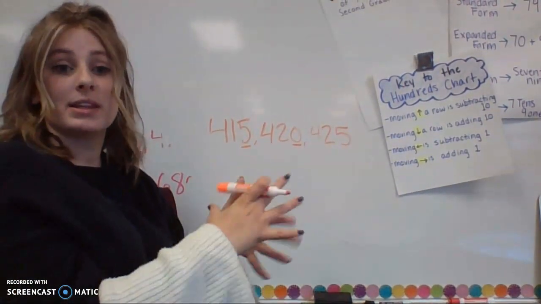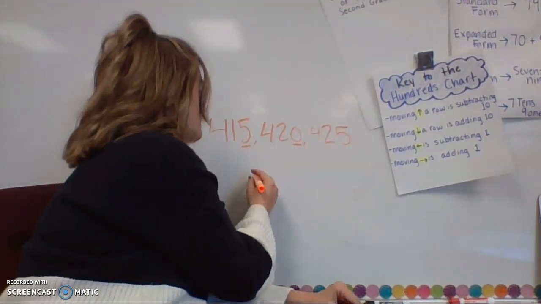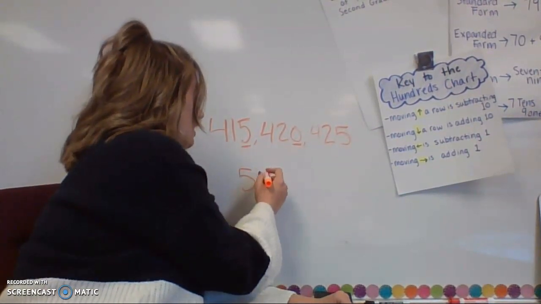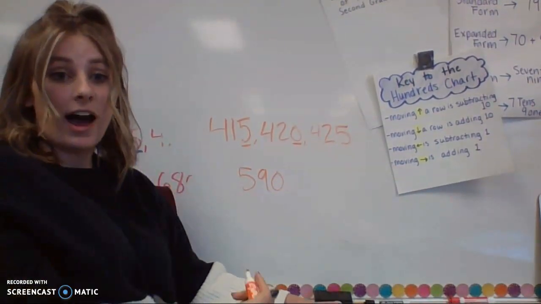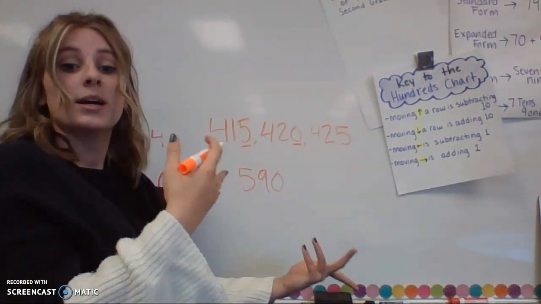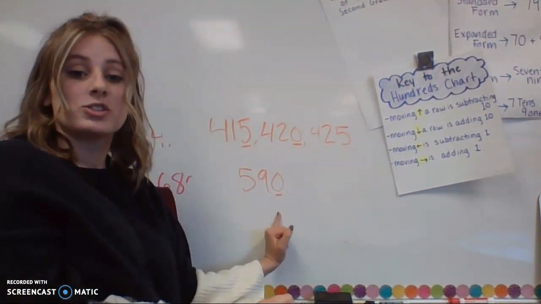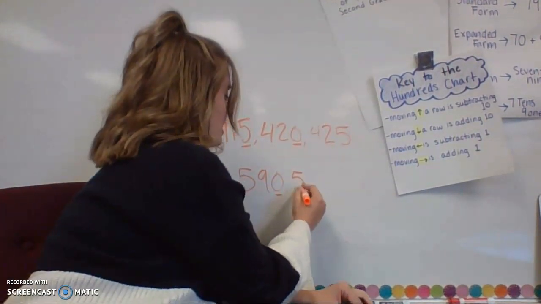Something that can be a little tricky, so I really want you to listen for this one, is if I have the number, let's do 590. Let's say I'm counting up by 5s, or even by 10s. But if I'm counting up by 5s, I'm looking at this number, a 0. So my next number has to end in a 5. 595.